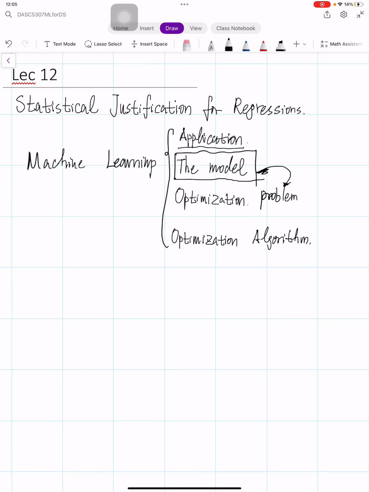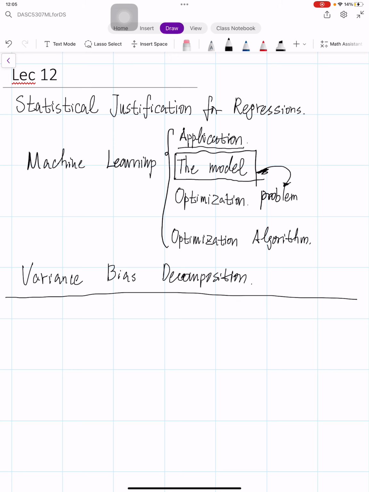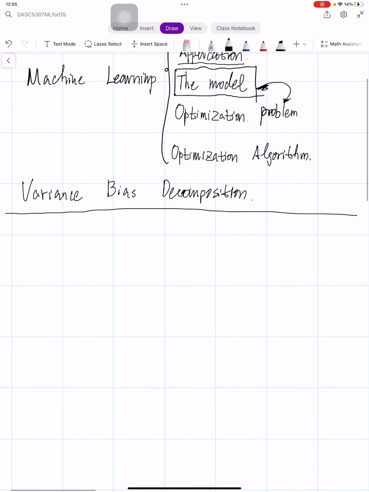Then I will also talk about an important concept called the bias-variance decomposition. If you took my data science computing class, you already had some taste of the bias-variance decomposition problem. Okay. So let's start and give more details for each of the topics.